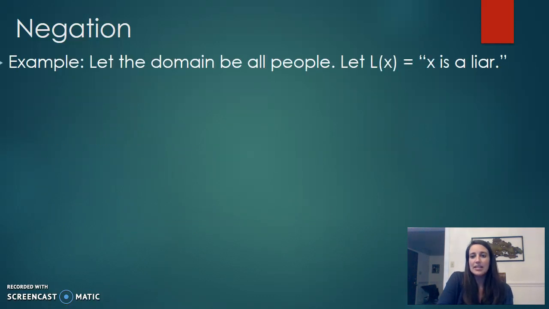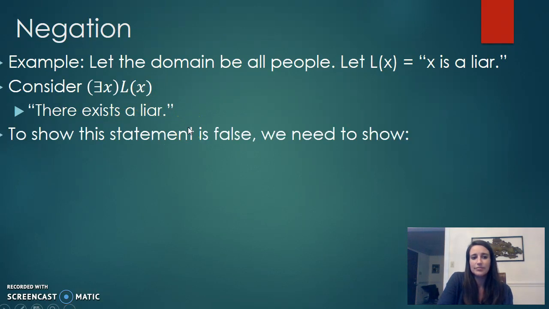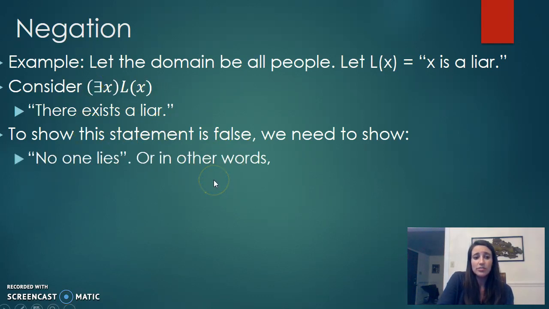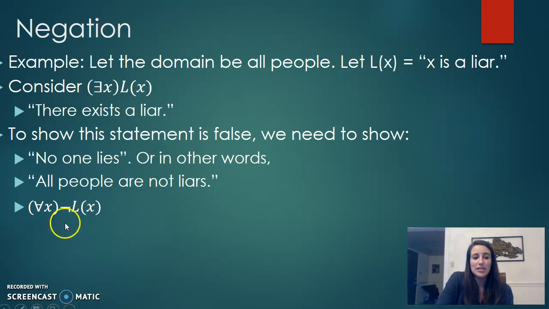Let's stick with the same predicate, x is a liar, in the domain of all people. And this time consider the predicate there exists x, L of x. In English, that would be the sentence there exists a liar. To show this statement is false, we need to show that nobody lies. Or in other words, we need to show that all people are not liars. And in symbols, that would be for all x, not L of x.